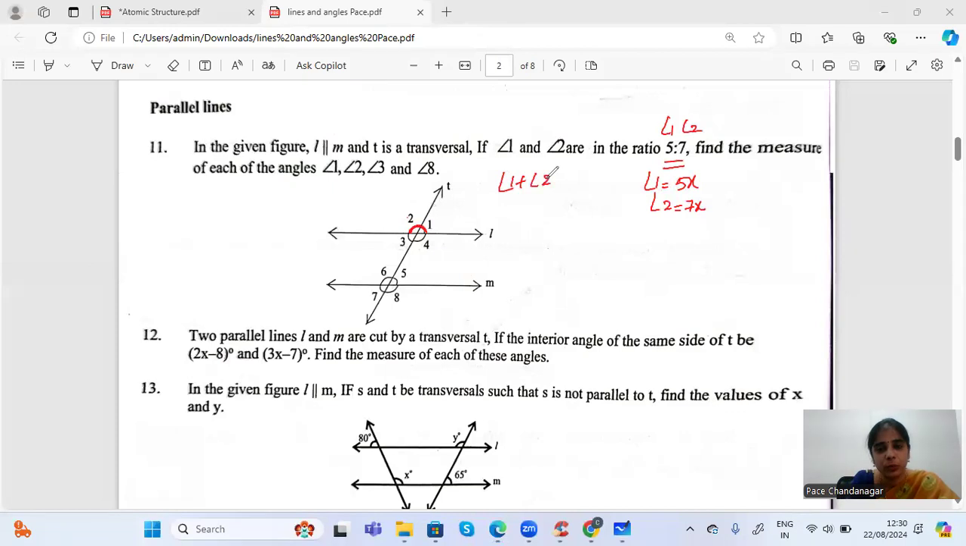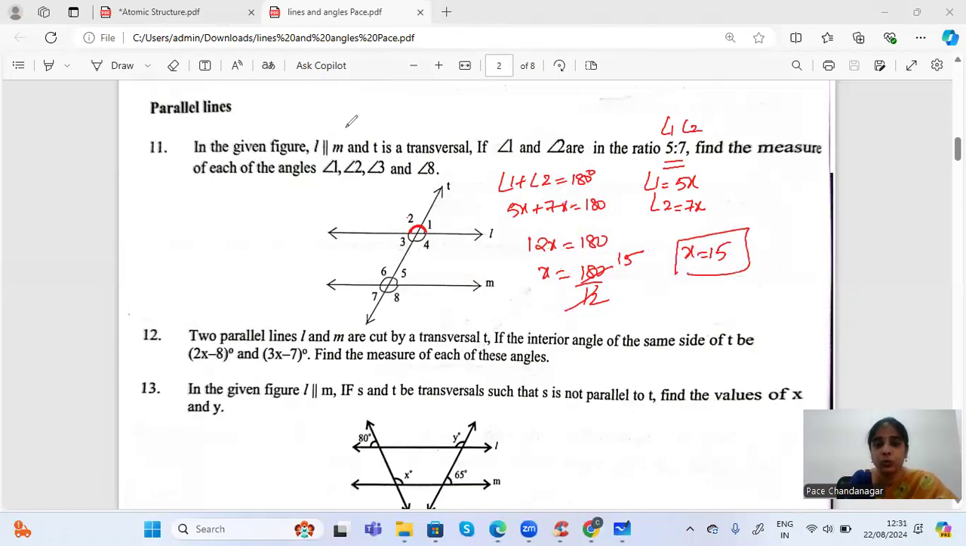So we know angle 1 plus angle 2 will be equal to 180 degrees. 1 is 5x and 2 is 7x, which is equal to 180. Hence you can say 12x equal to 180, which is x equal to 180 upon 12. So 12 ones 12, 60, 12 fives 60. Clear? So we got x equal to 15, right? Now the question is regarding what are these angles. So angle 1, I got to know that it is 5 into 15, which is 75. And obviously angle 2 will be 7 into 15, that is 105.